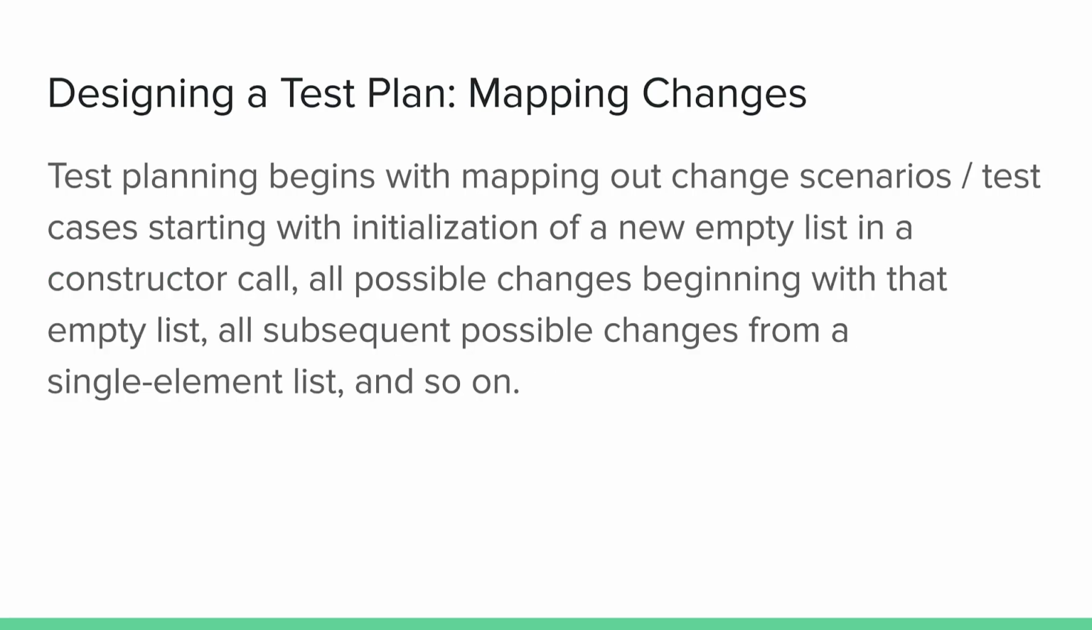Once we're familiar with the overall ADT concept and all of the methods that are available to us in the abstract data type, we can start building a map of all of the change scenarios or test cases, beginning with the most simple basic test case, which is a newly initialized empty list right after the constructor has been called. From there, we can use the change methods that are available in the ADT to start mapping out all of the ways that I can go from an empty list to a single element list, from a single element list back to an empty list, from a single element list to a two element list, and so on, building up in complexity as I go.